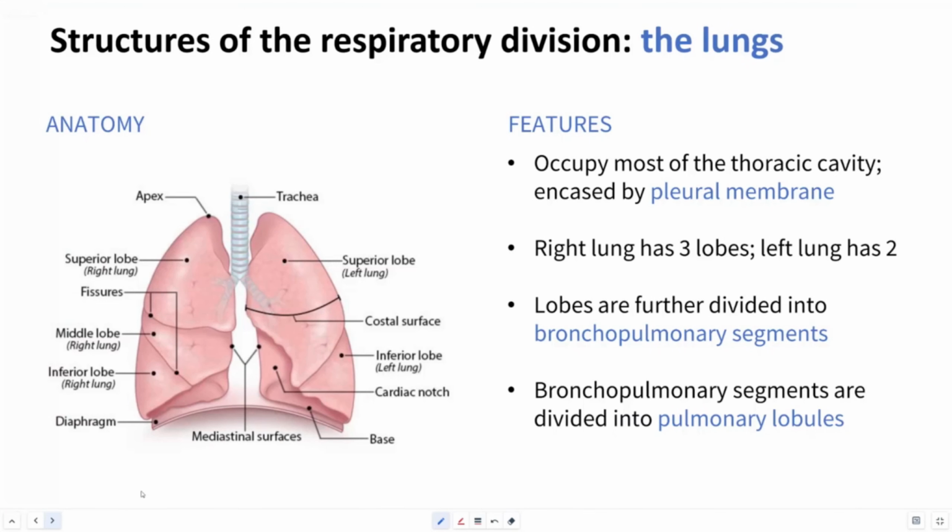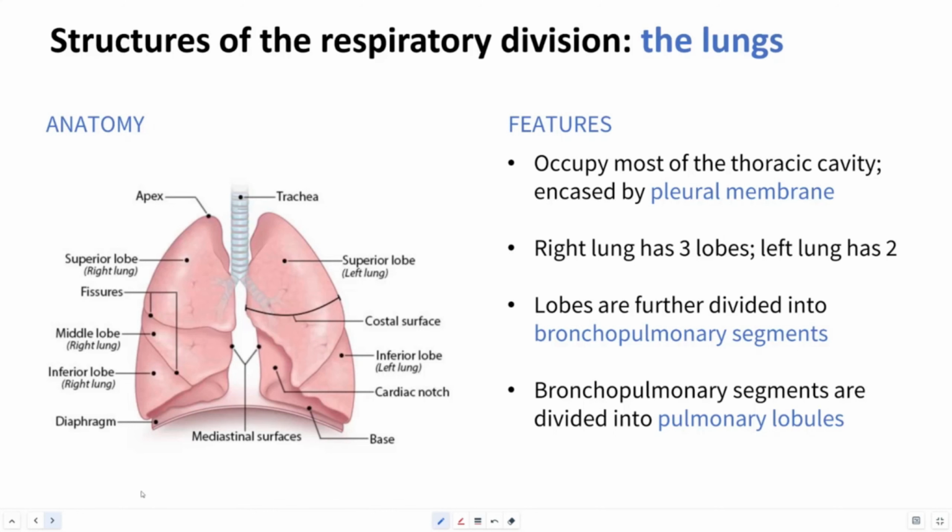The lungs and the membrane. The serous membrane of the lungs is called the pleura. The visceral pleura adheres to the lung surface, whereas the parietal pleura lines internal thoracic walls. Each lung is enclosed by a separate visceral pleura. The right lung has 3 lobes, and the left lung has 2. These lobes are further divided into bronchopulmonary segments, and each of these bronchopulmonary segments is divided into pulmonary lobules.